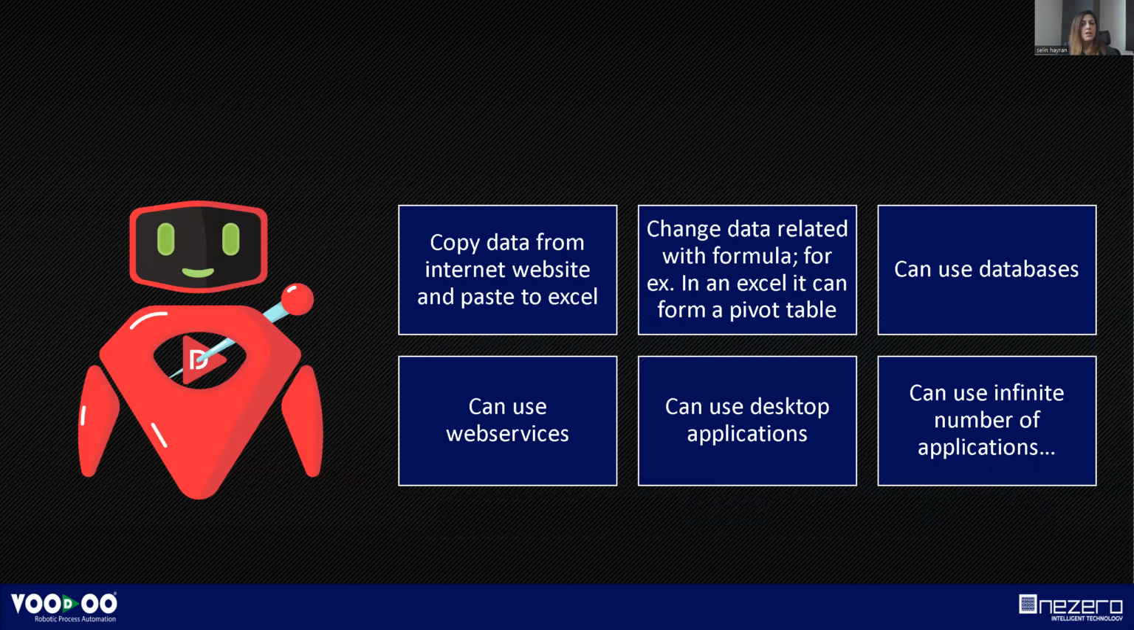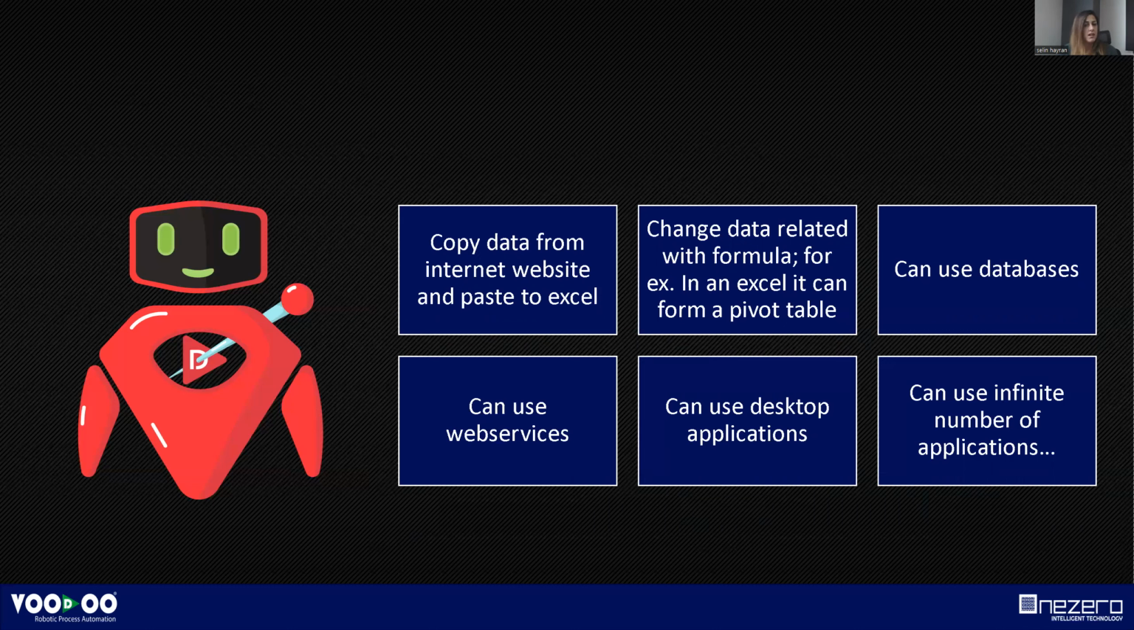An RPA robot can do all kinds of things, including copying data from an internet website and pasting it into Excel. An RPA robot could be programmed to regularly scrape data from a specific website and paste it into an Excel spreadsheet for analysis. It can change data related to a formula in Excel. An RPA robot could be programmed to update a pivot table with new data on a regular basis.